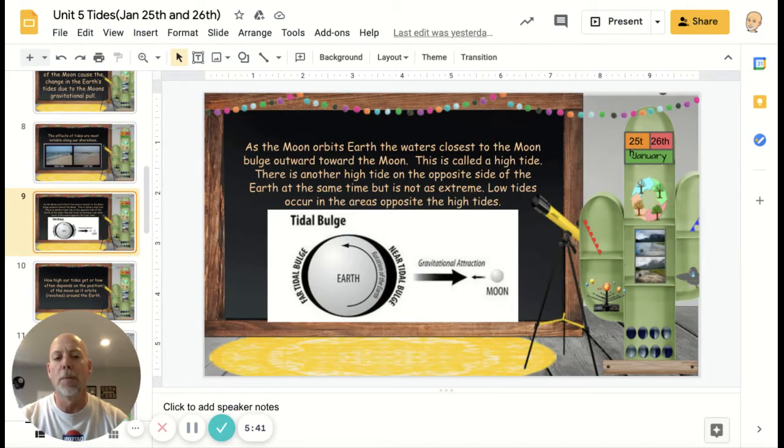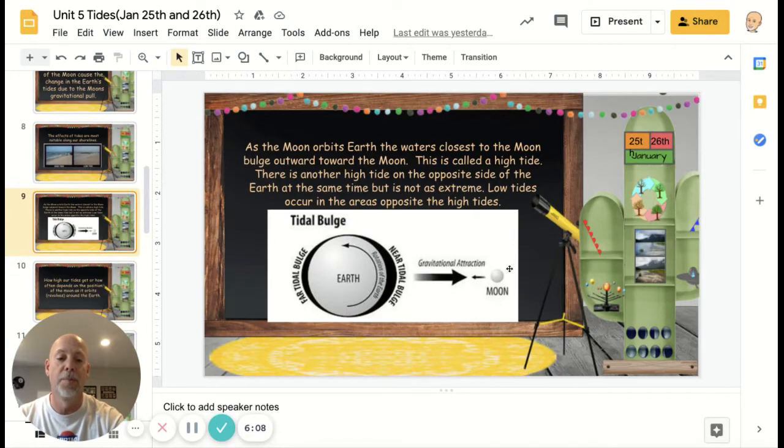So as the moon orbits Earth, or has a revolution, remember orbit and revolution are the same thing. So when the moon orbits Earth, the waters closest to the moon bulge outwards towards the moon because of the gravity. This is called a high tide. There is another high tide on the opposite side of the Earth at the same time, but it's not as extreme. Low tides occur in the areas opposite.